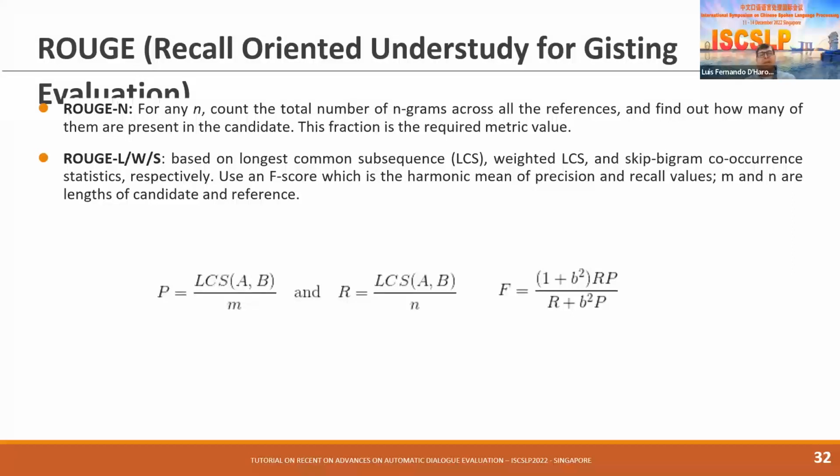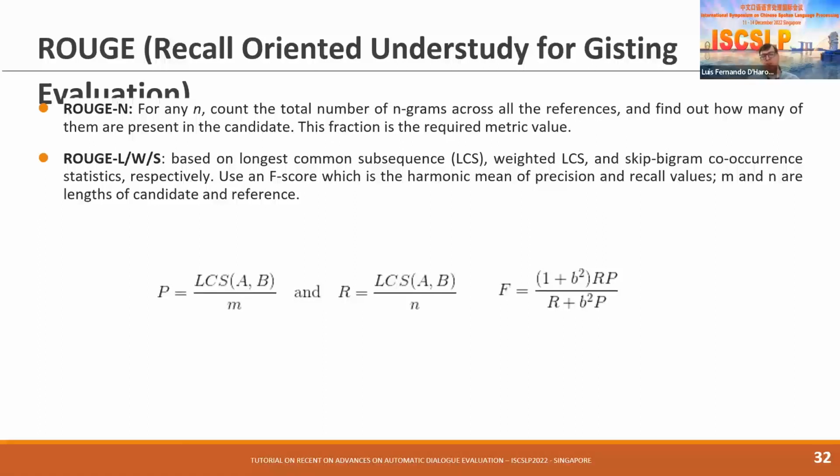So for ROUGE-N, basically you count the number of n-grams across all the references, and we find how many of them are present in the candidate. This is very similar to what is done in BLEU. It's very common. And then we also have the possibility of considering sequences, in this case what we call longest common subsequence, LCS. And we have other flavors like weighted LCS or skip-bigram co-occurrences. But again, the most common one is longest common subsequence.